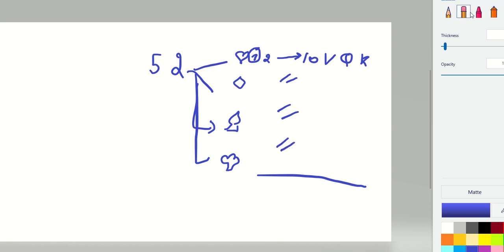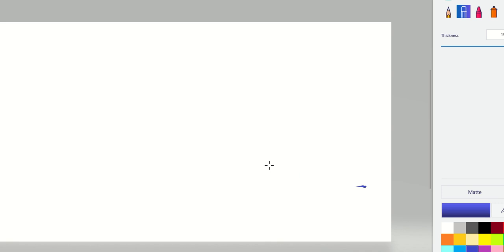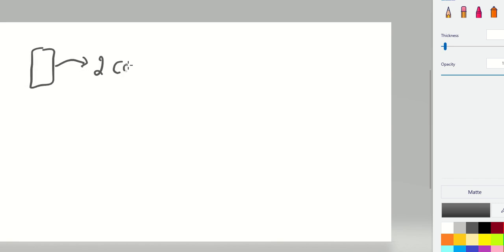Okay, so let's go back to our problem. The problem says if you have a deck of cards, and you're going to take 2 cards, the question is, what's the probability that you're going to get a queen, and then you're also going to get a queen? So the way we do this is we think about it the way we learned about probability.